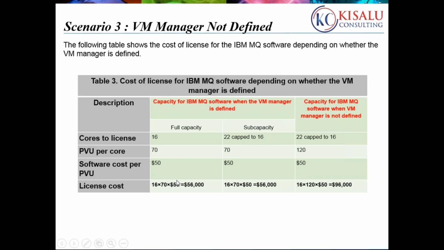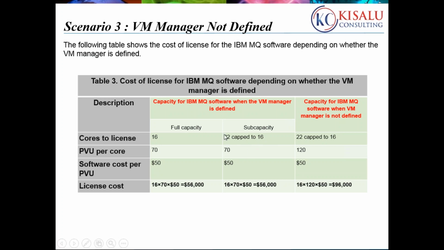Hence, on your full capacity for the MQ software, you will pay 56,000. On a sub-capacity where your VM manager is defined, where your ILMT can recognize the virtualization technology and can extract details of your VM machines, then it will inform ILMT reports that you have 22 cores deployed, but your limit is only at 16.